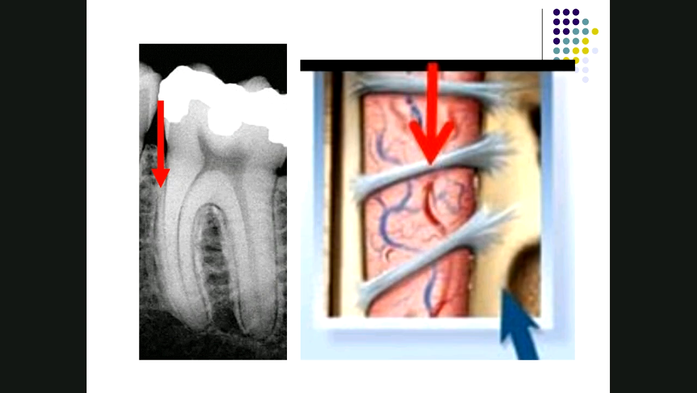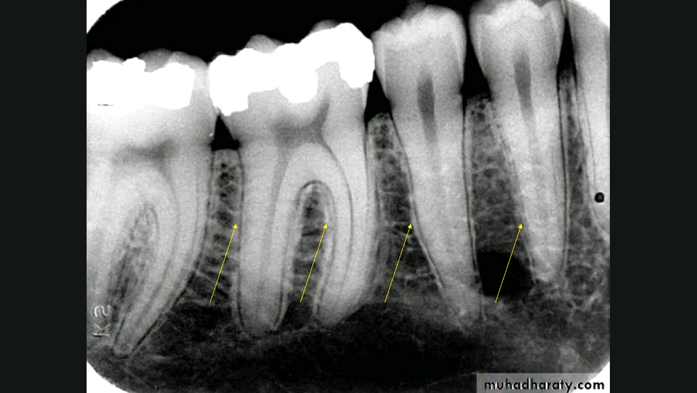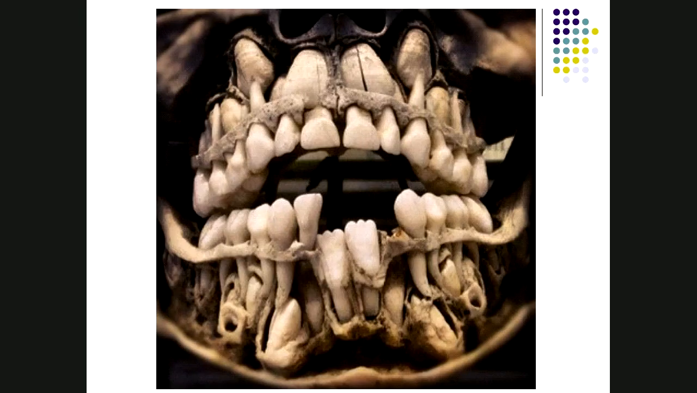If you blow it up, it looks like that. And again, you can see these fibers. So this periodontal ligament, periodontal membrane is a fibrous joint. So those are the three types of fibrous joints.